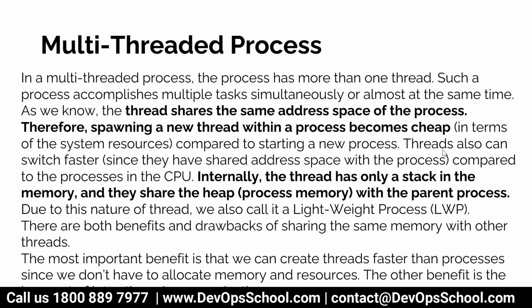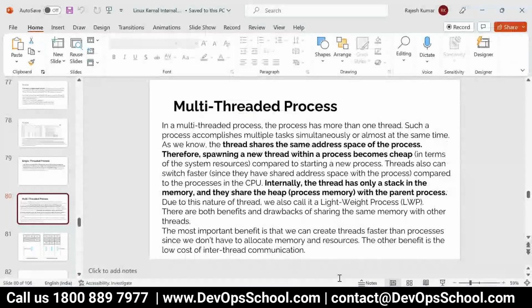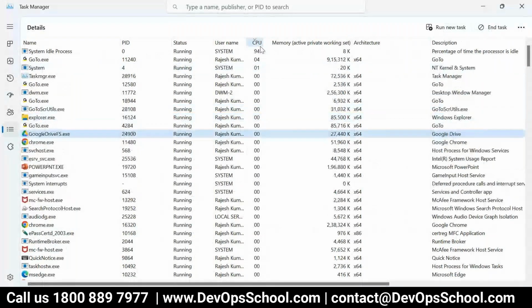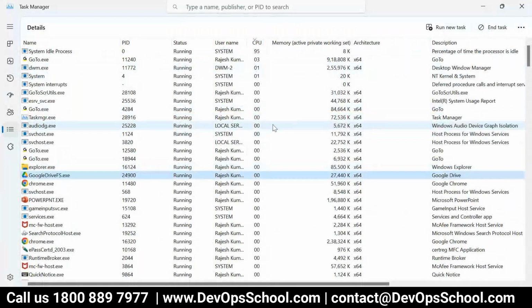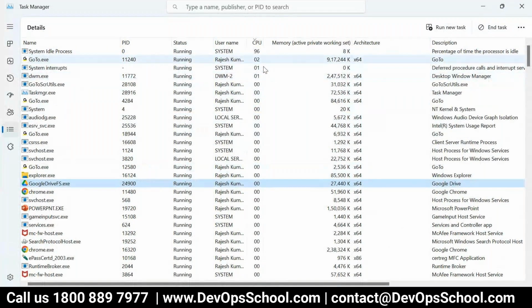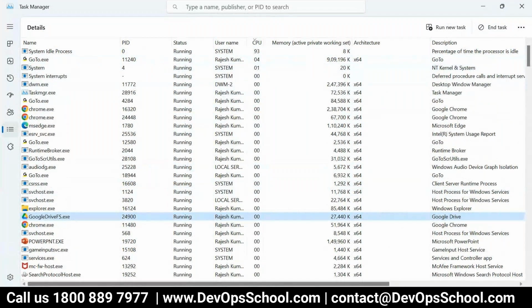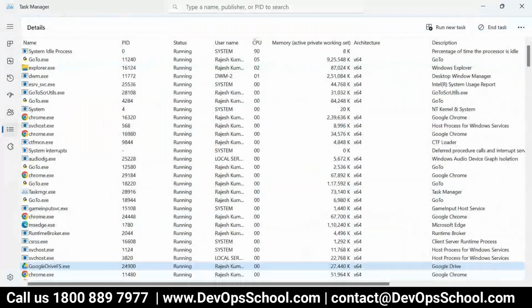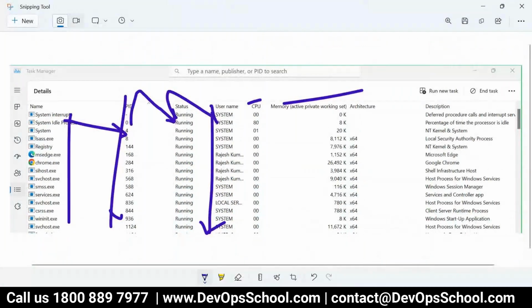So this uses fewer system resources compared to starting a new process. Threads can also switch faster. Mind it, I was telling you, right? Threads can switch faster because they are already using the process resources, compared to processes in the CPU. Look at this switching, CPU switching is happening. This is costly. Something gets stopped, something gets started, then something stops, something gets started. So this is a sequential CPU allocation. But because you have a thread, that is not happening. It's a little bit less expensive.